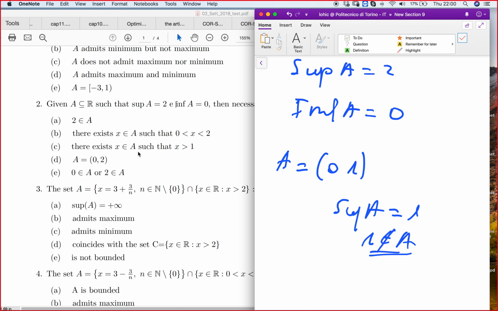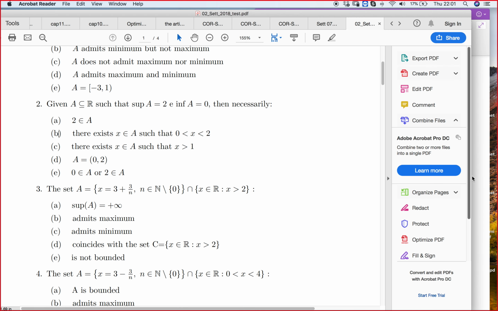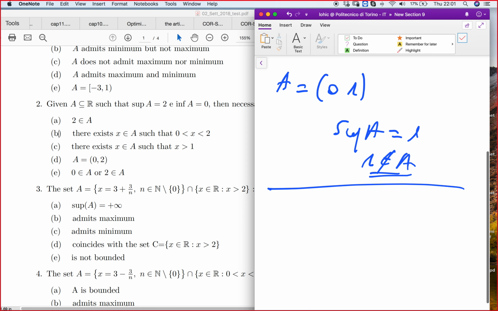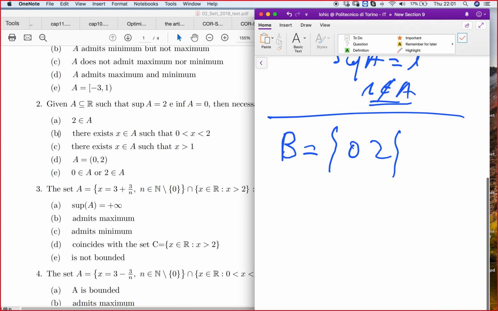There exists an element in X. No. I made a mistake. Excuse me. No. This is wrong. B is wrong. I am very tired today. Excuse me, guys. B is wrong for the simple reason that the set can be this one. Excuse me. I am very tired.